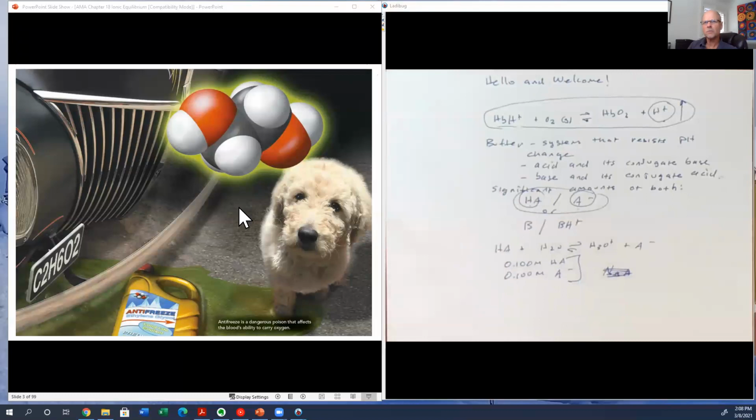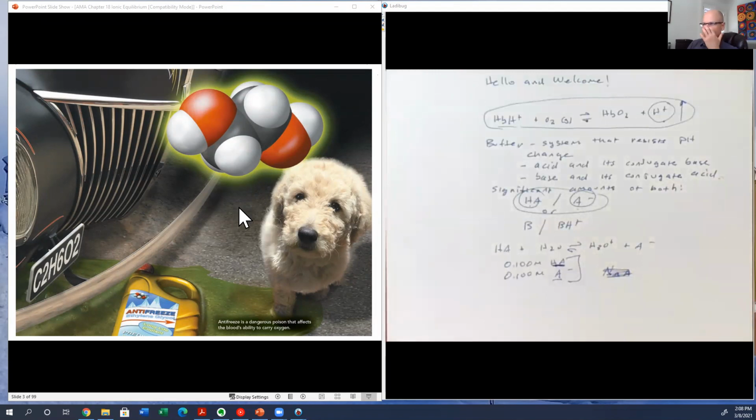So how do buffers work? Well, if you have an acid and its conjugate base both present together, this can neutralize incoming acid or incoming base, right? The HA, the weak acid, will react with incoming base, and the A minus, the conjugate base, will react with incoming acid, and it'll neutralize both of those, okay?